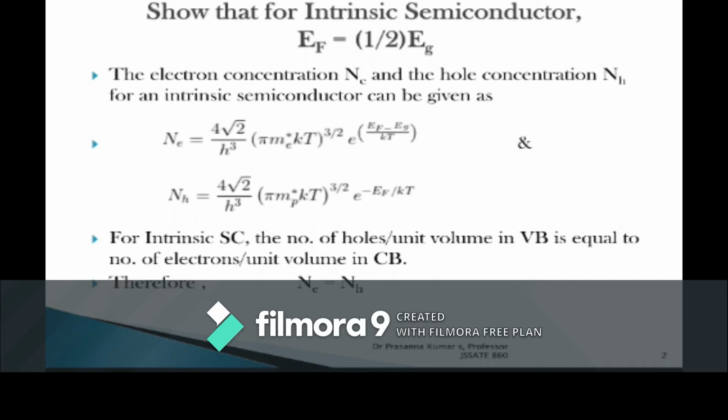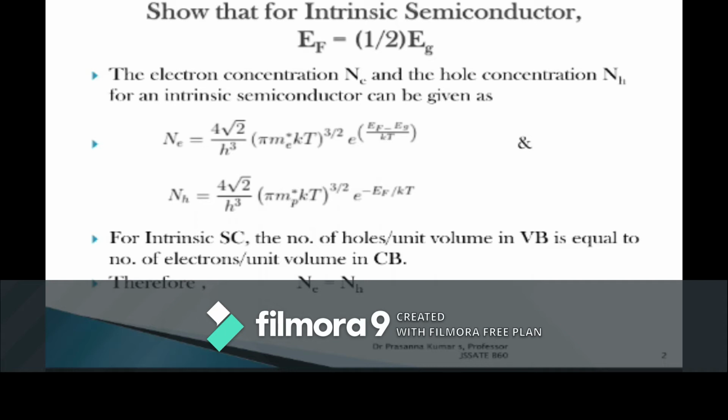We will show that the Fermi energy lies exactly at the middle of the energy gap for an intrinsic semiconductor. Once again, see the expression for Ne, that is 4 root 2 by h cube, with a smaller bracket and an exponent. So Ne and NH are the two expressions, and now we are getting the expression for the Fermi energy with respect to the intrinsic semiconductor.